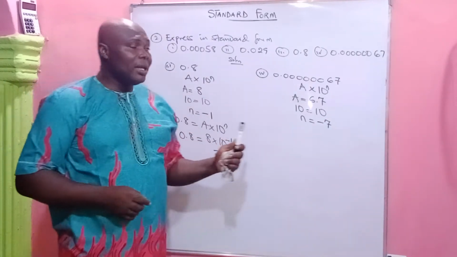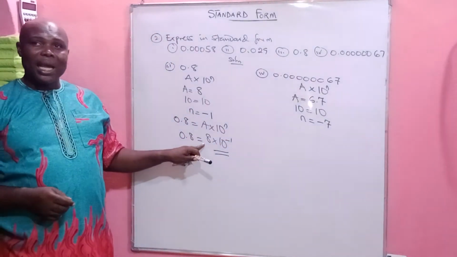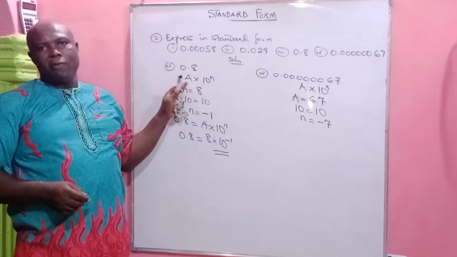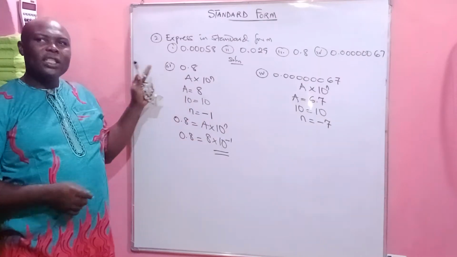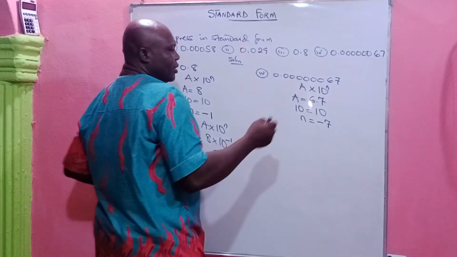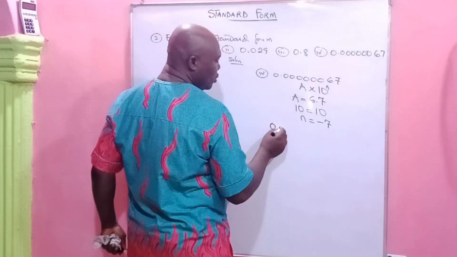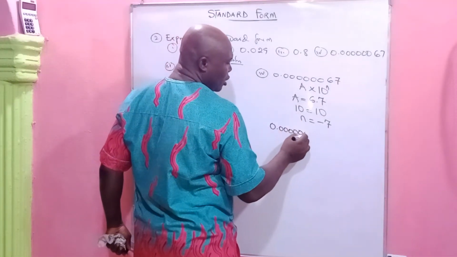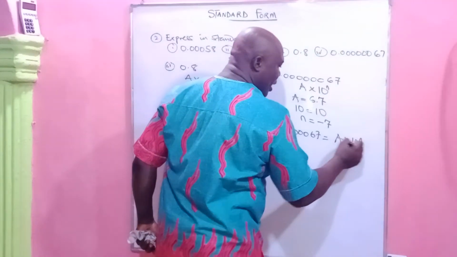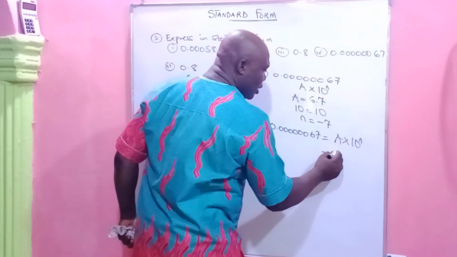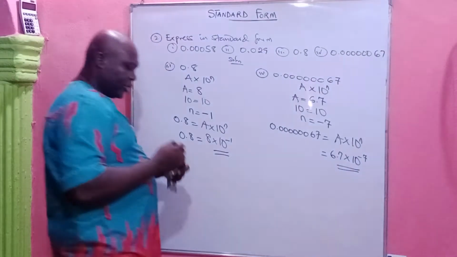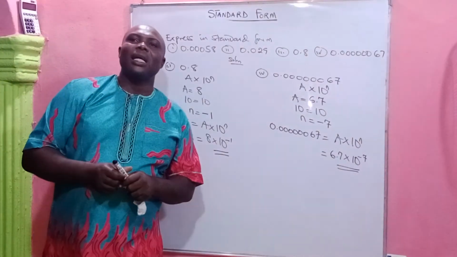You should understand that even after expressing a number in standard form, sometimes you'll be asked to express these numbers back from standard form to the ordinary form. We can be able to do that. Okay, so let's do that. So 0.0067 expressed in the form a times 10 raised to the power n will simply be 6.7 times 10 raised to the power of -7.